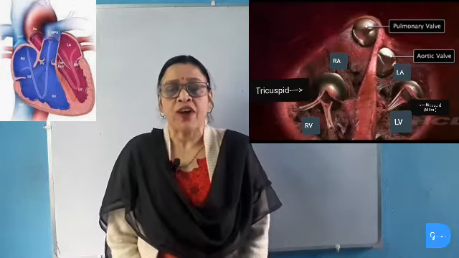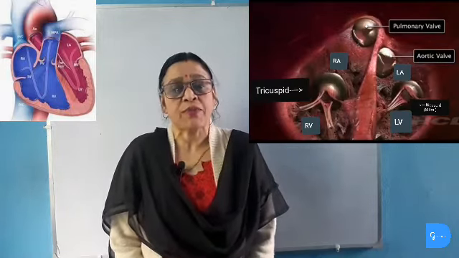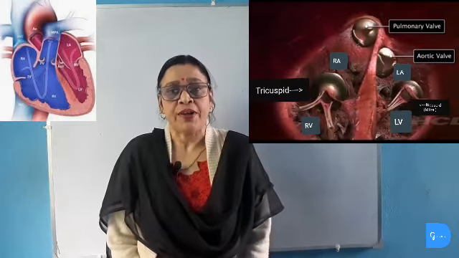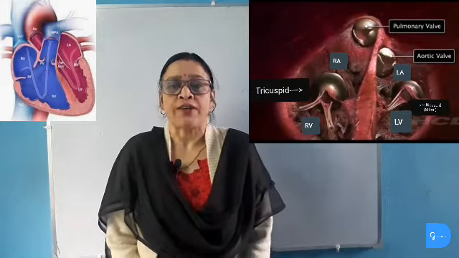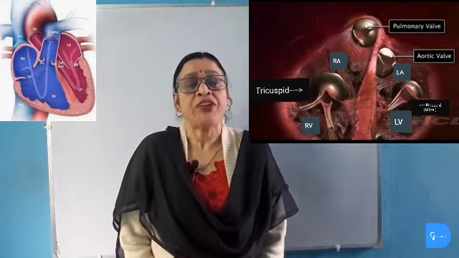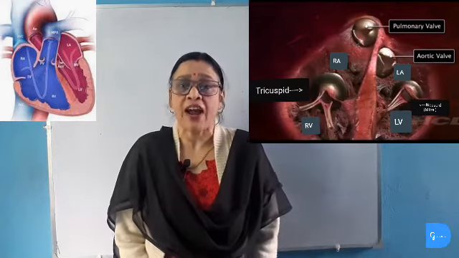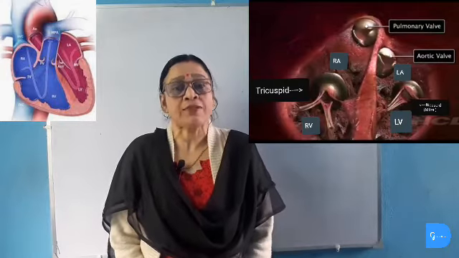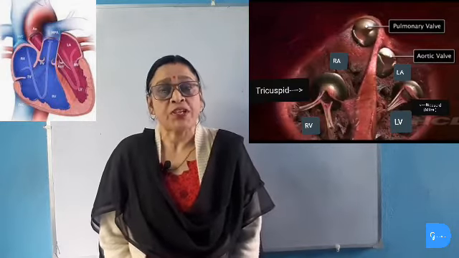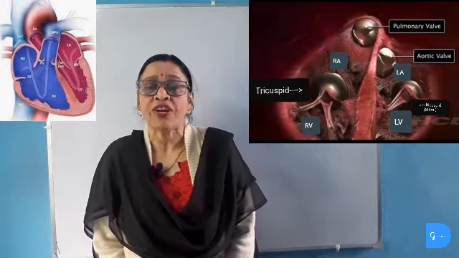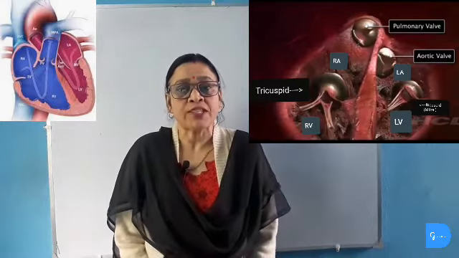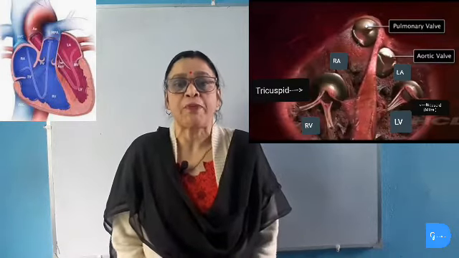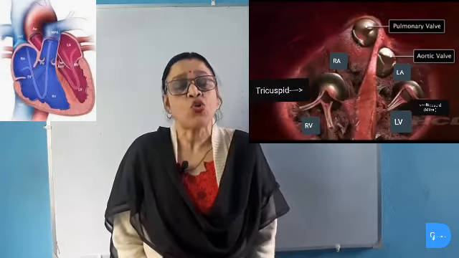And the other set of valves is known as arterial or semilunar valves because of their shape, and they open upward. The valve which is present between the junction of right auricle and right ventricle is known as tricuspid because of their 3 cusps, and the valve which is present between the junction of left auricle and left ventricle is known as mitral valve or bicuspid valve because they consist of 2 cusps.